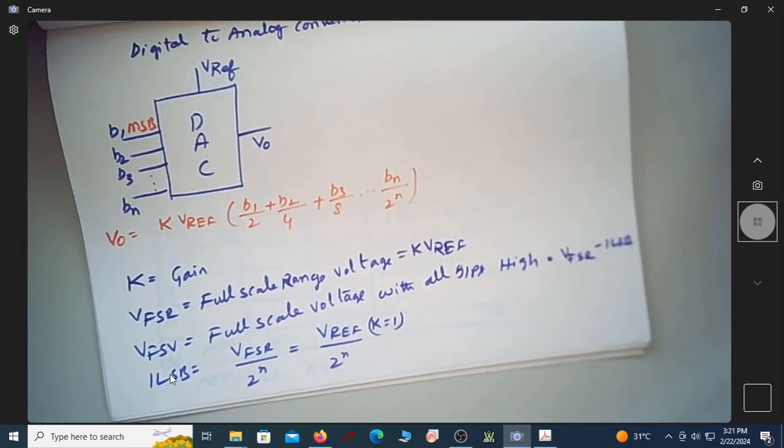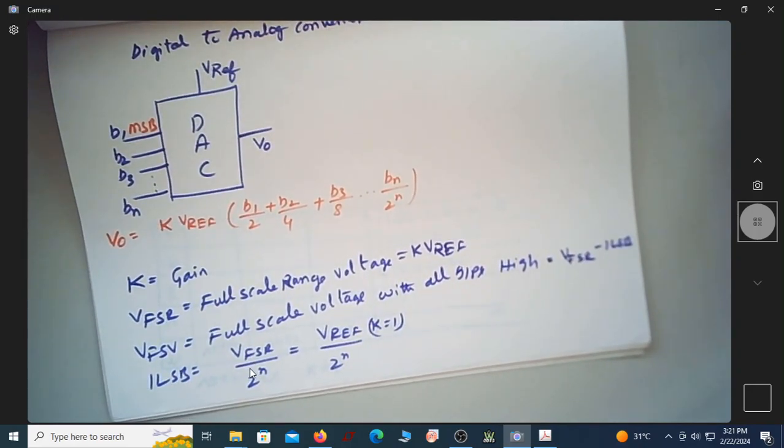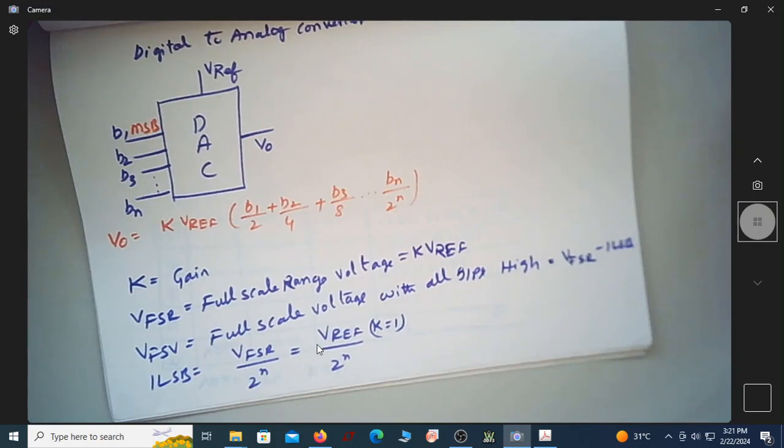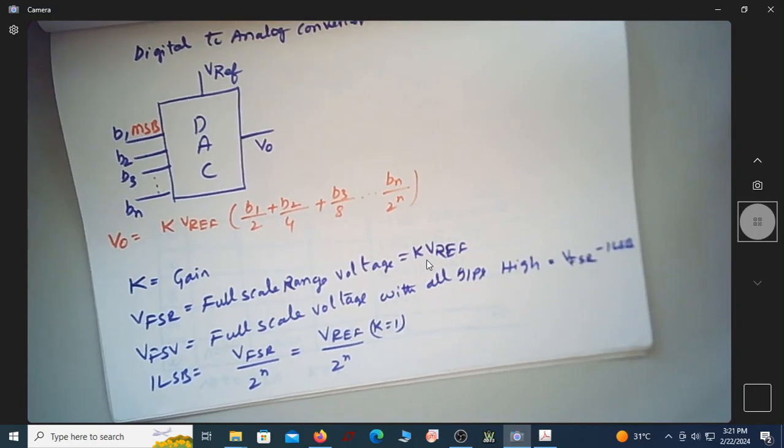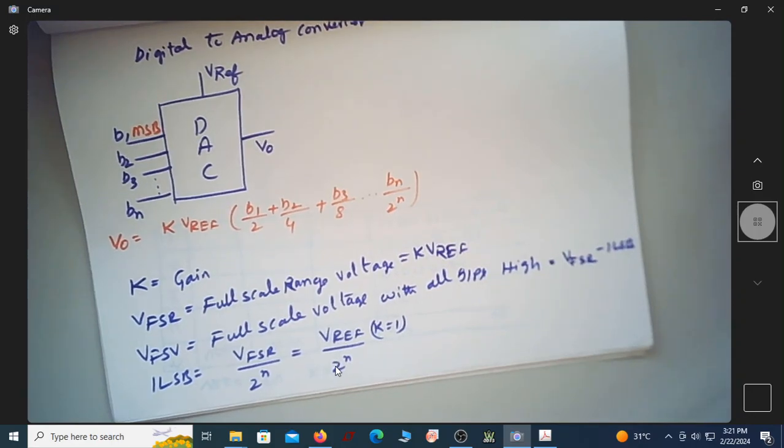So this is what is 1 LSB, which is nothing but FSR divided by 2 power n, where this n is the number of bits, and this FSR is equal to V reference if K is 1. Because basically VFSR full scale range is given by K into V reference. If K is 1, then VFSR is equal to V reference. So I am writing this as V reference by 2^n.